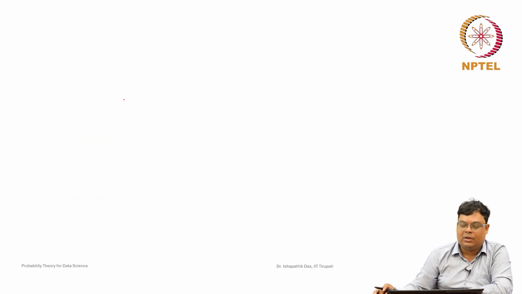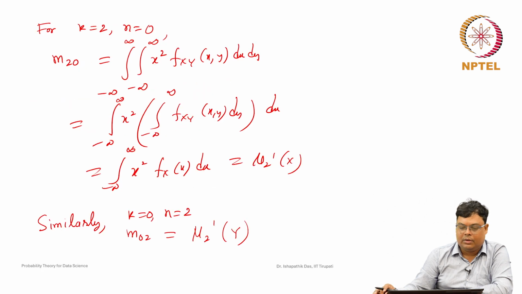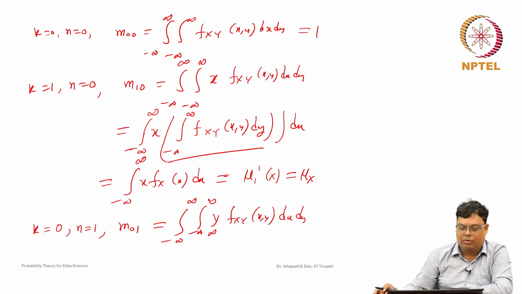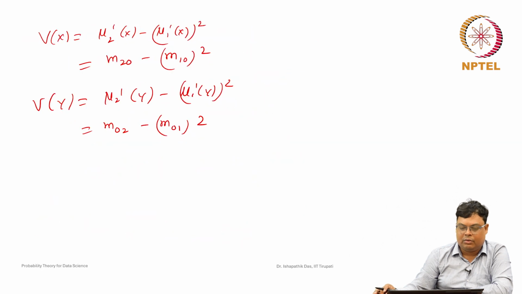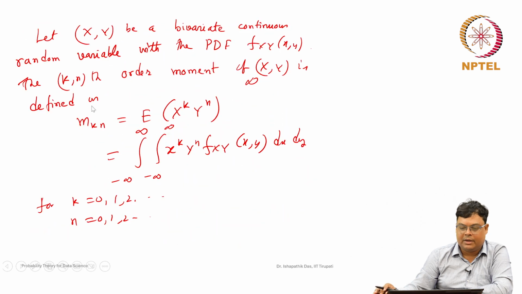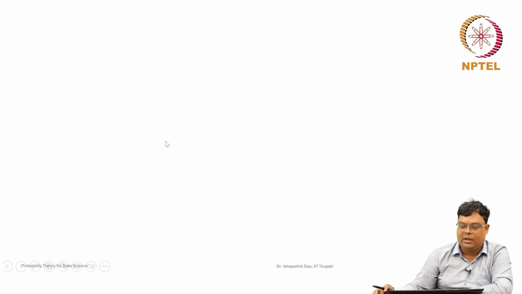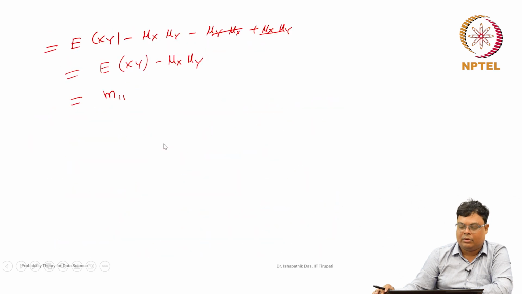So, this is what we found with the moments. Here k is equal to 1 and n is equal to 1 in both cases. From the definition, m k n is defined by the expected value of x to the power k into y to the power n. So if you put k is equal to 1, n is equal to 1, this is nothing but the expected value of xy. Finally, m11 minus mu x, which is nothing but m10, times mu y, which is nothing but m01. So, this is the covariance between x and y.